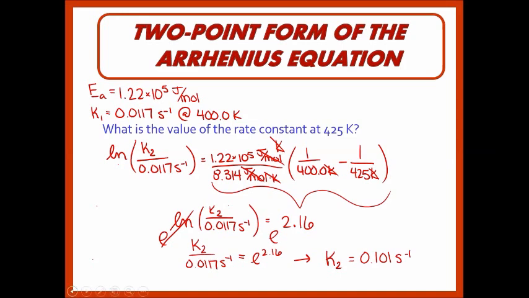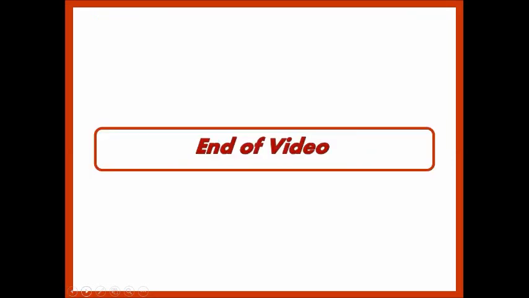So in summary, we've seen in this video that we can use the Arrhenius equation to plot data, and we can use the Arrhenius equation in the y equals mx plus b analogous form and even the 2-point form, and this enables us to solve for activation energy and the rate constant of reactions at varying temperatures.